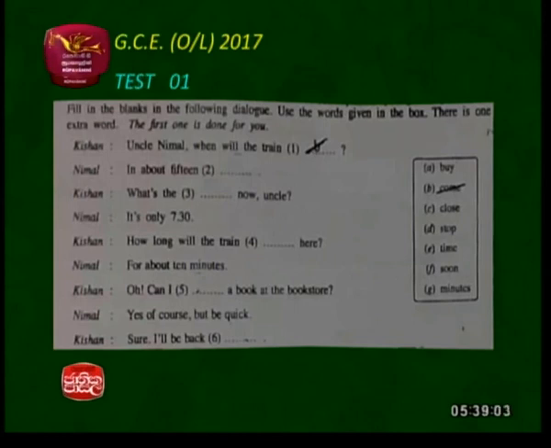Usually 15 minutes, and then you ask about the time. So keep those things in mind, children. So it's only 7:30. What do you think the word could be? Yes. So how long will the train blank here? For about 10 minutes. So for about 10 minutes, that's the answer. From this answer, try to get the answer.